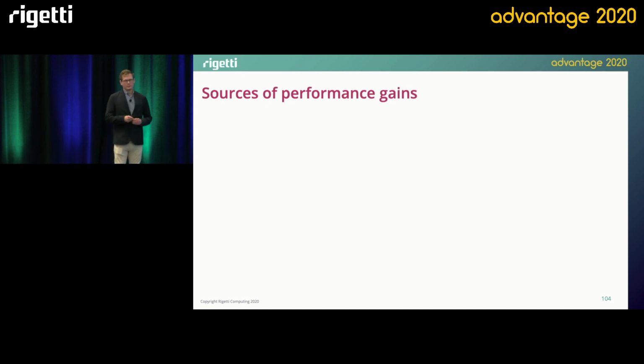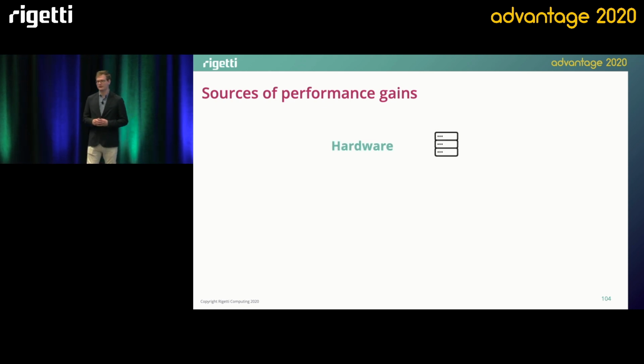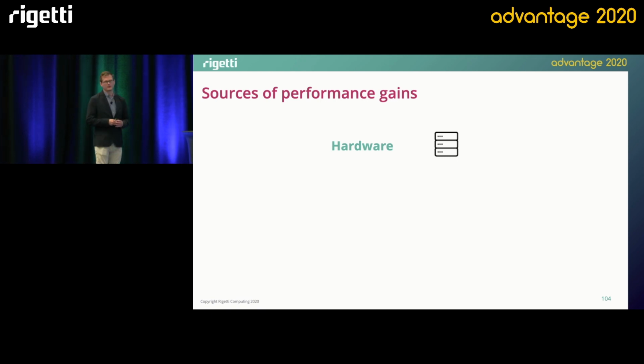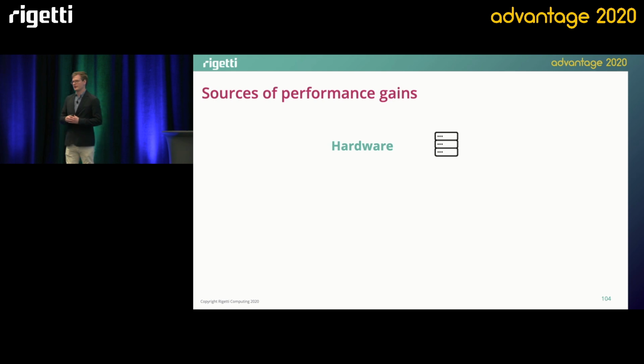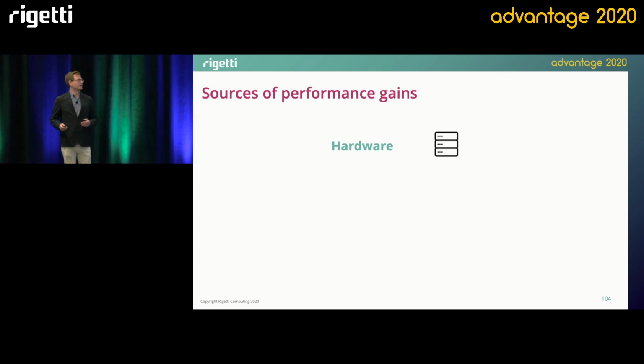I see three different sources where you can extract performance. One, which is typically not under the control of a software developer, is the hardware. I would even say this is perhaps the dominating factor for performance. The better hardware gets, the better your software is going to run. But of course, it's not the only thing.